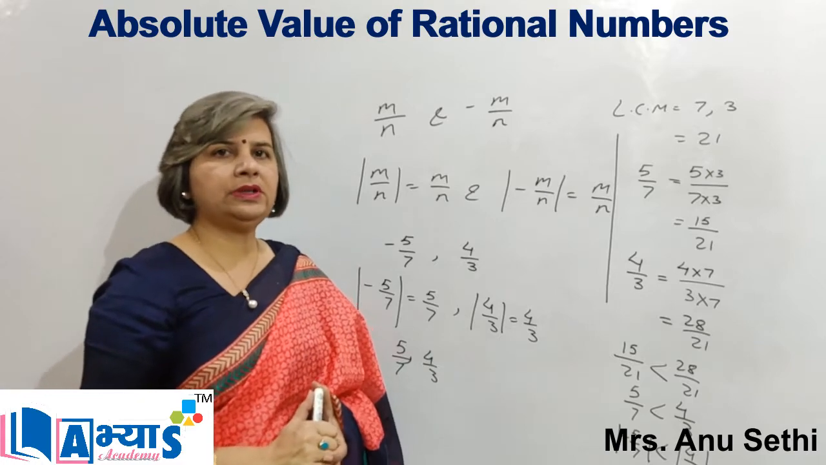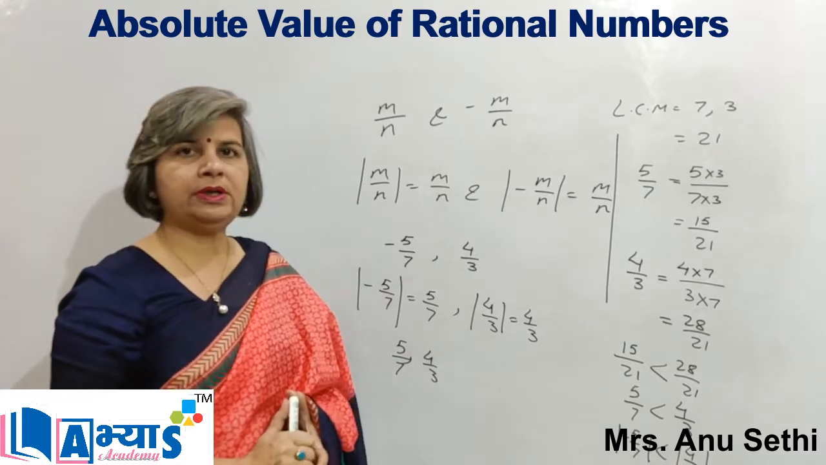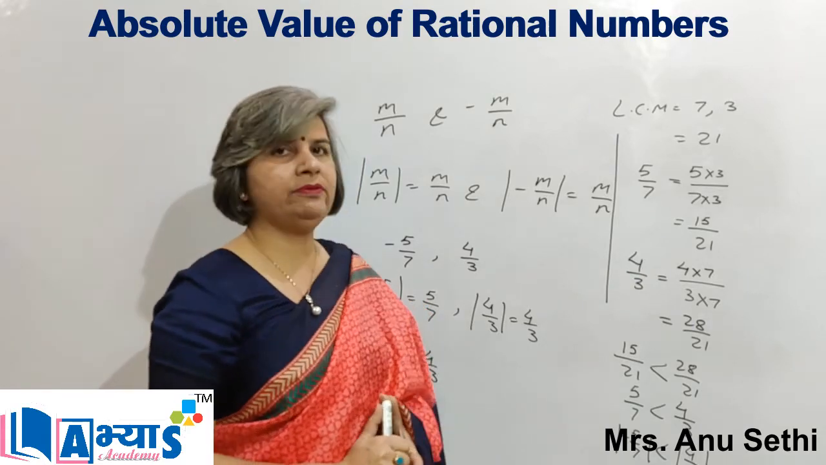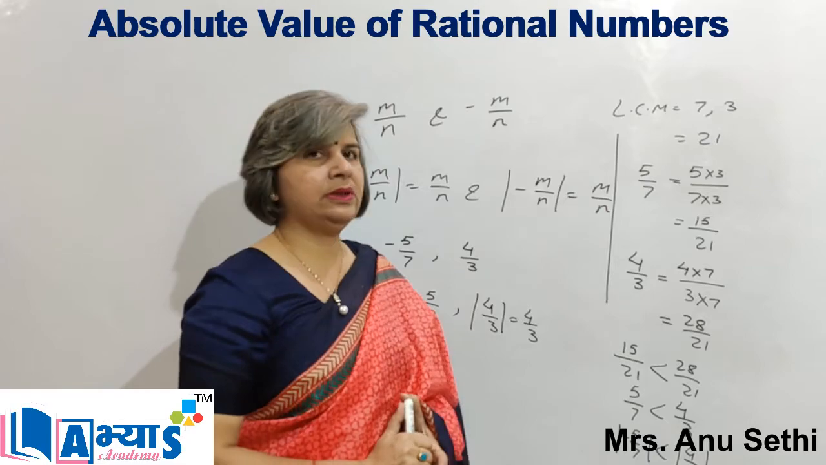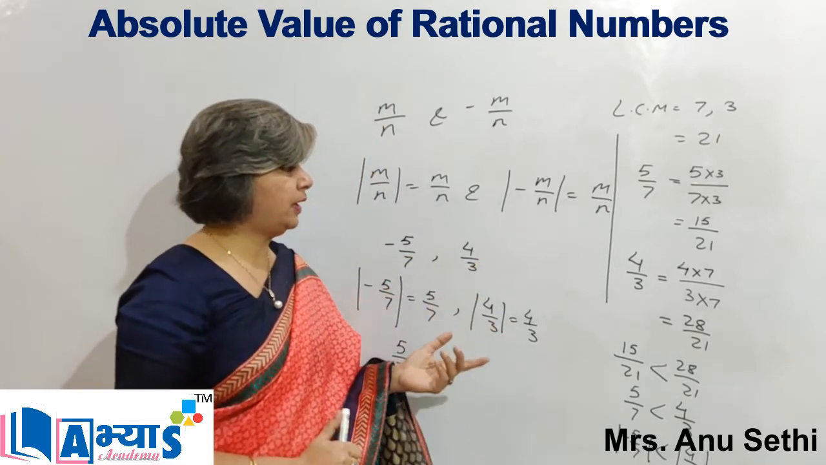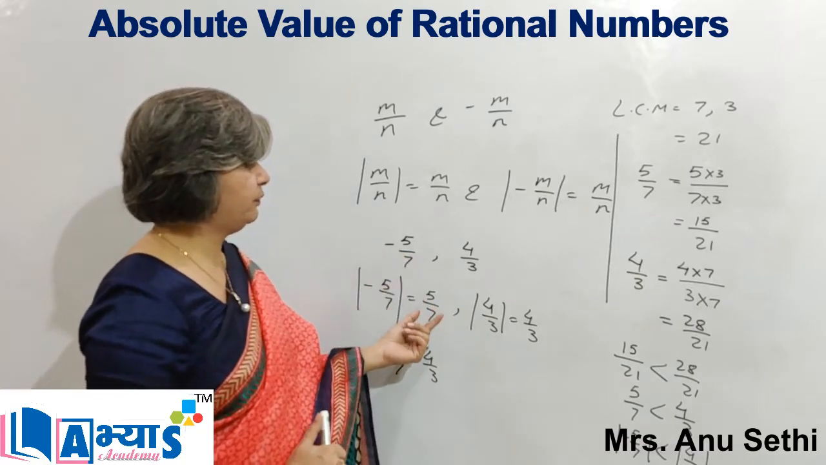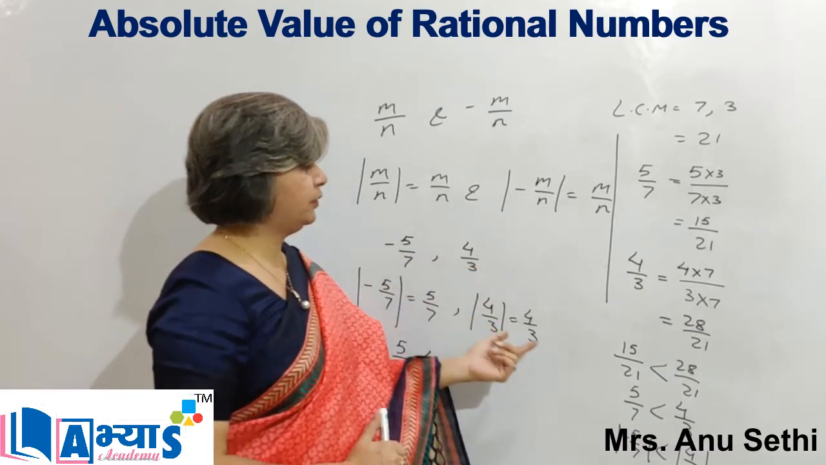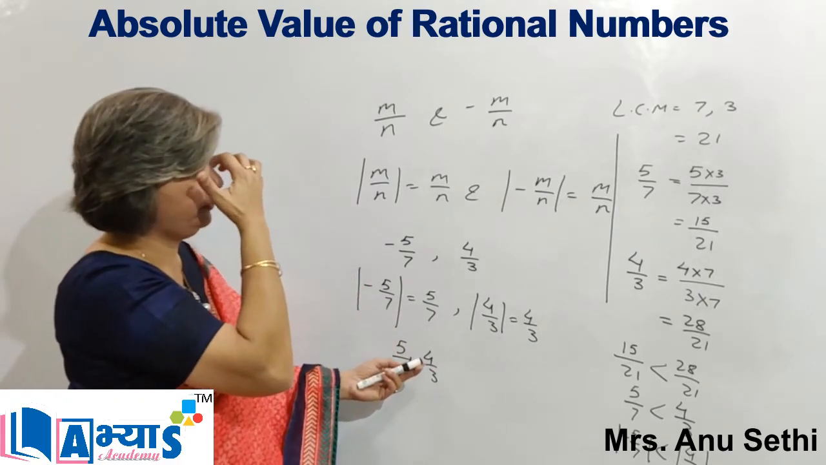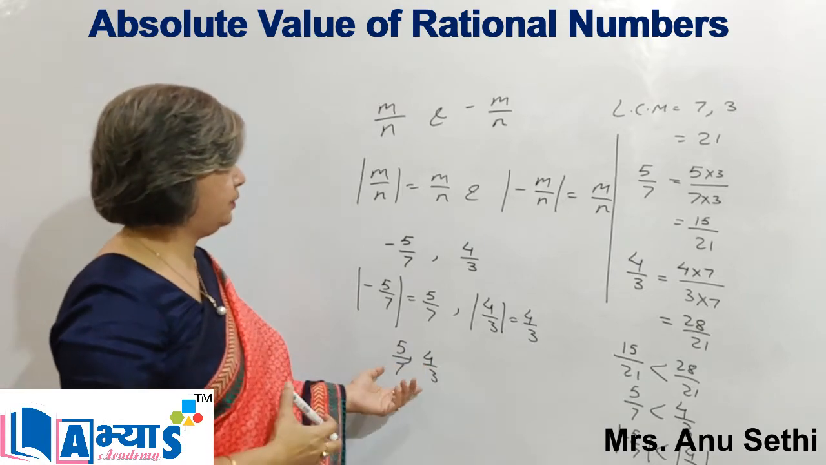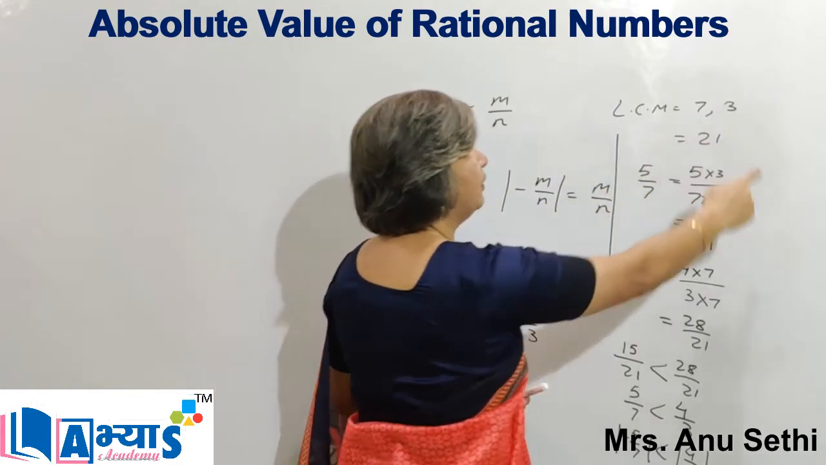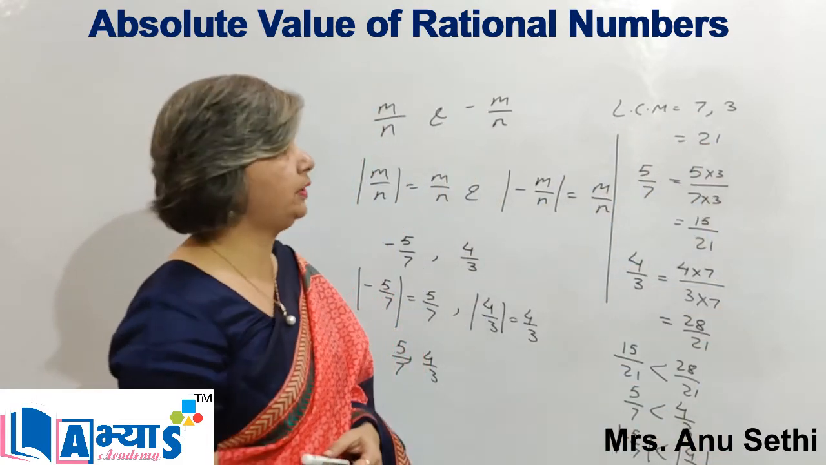So whenever we are supposed to compare the absolute values, we will first find the absolute values and then we will convert them into equivalent fractions with the same denominator, and when the denominators are same, we will compare the numerators to see which of the two is greater. We have seen that for minus 5 by 7 and 4 by 3, the absolute value of minus 5 by 7 was 5 by 7, and of 4 by 3 was 4 by 3. So I had to compare 5 by 7 with 4 by 3. For this, I made equivalent fractions with the same denominator. For that, I took the LCM of 7 and 3, which came out to be 21.